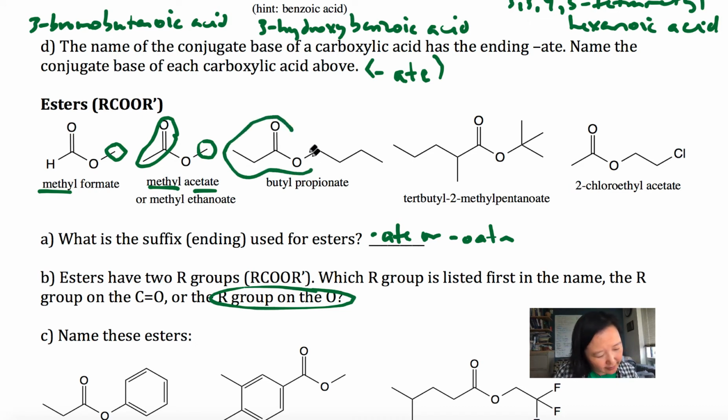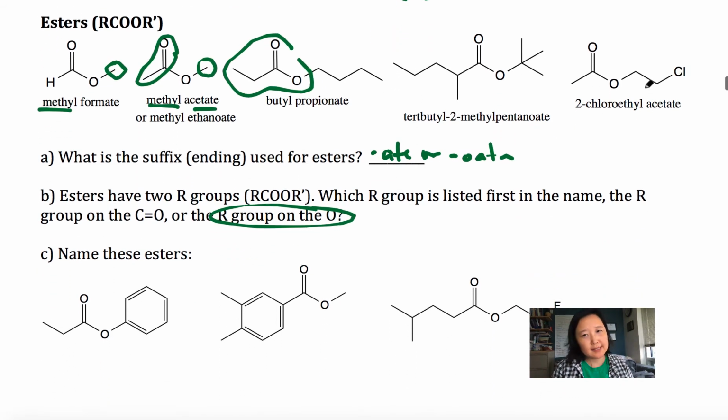Propanoate is a 3-carbon ester with the carbonyl portion. This butyl part comes before. Okay, so you'll see that example in all of these. So go ahead and go through the rest of these examples and try naming these.